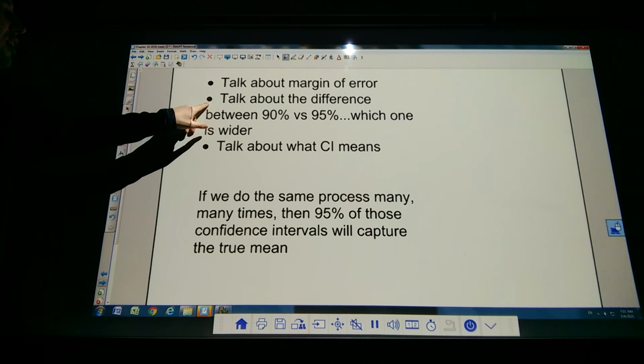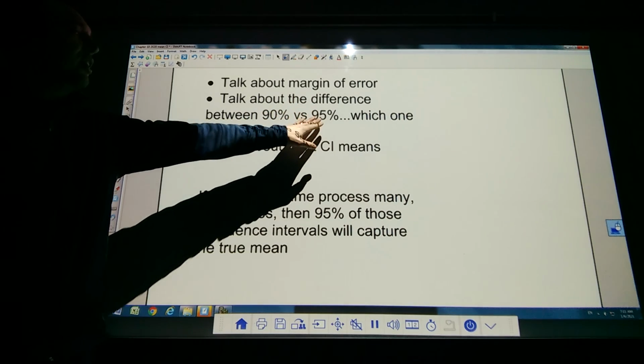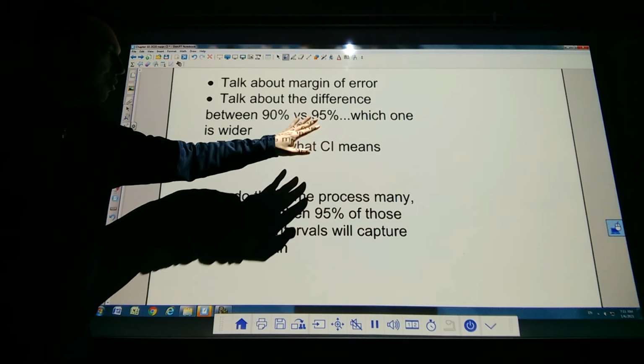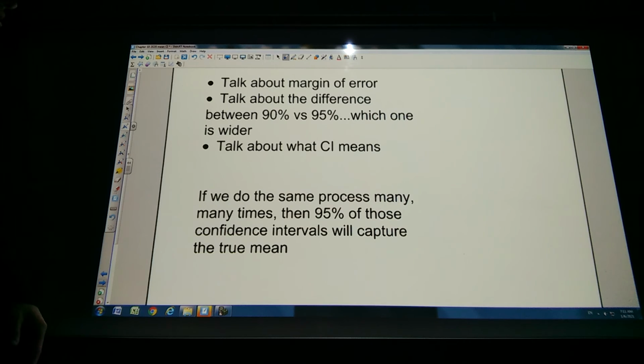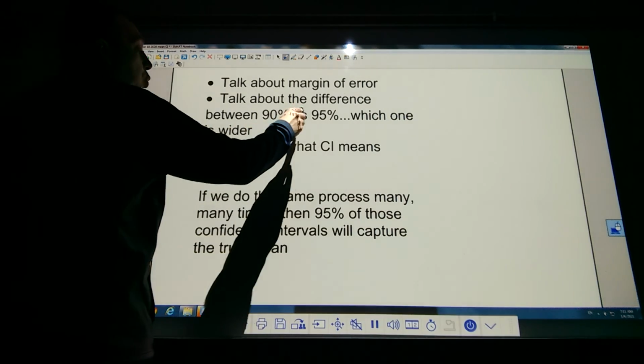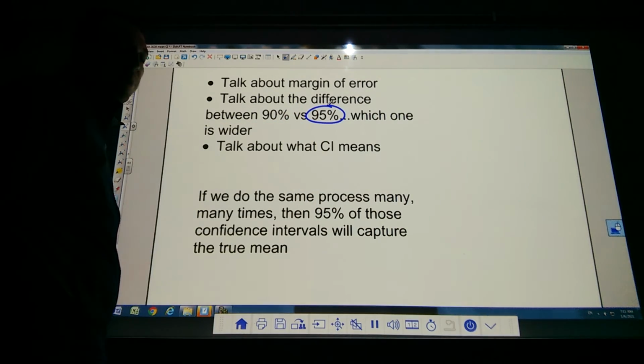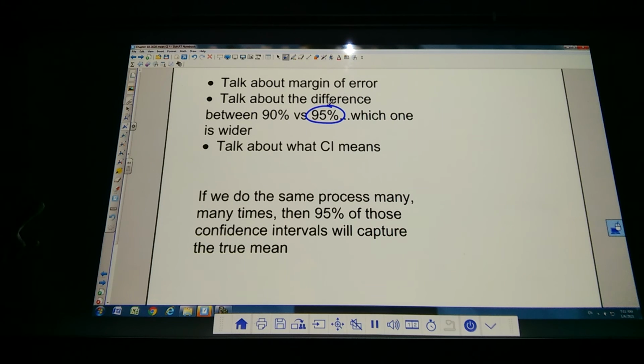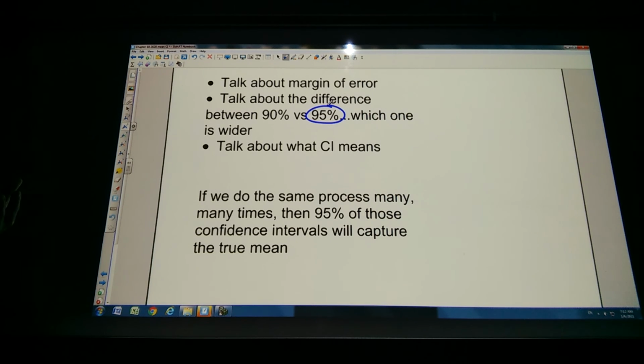What's the difference if I choose a 90% rather than a 95%? I will tell you, and we'll talk more about it, which one is wider? 95%. The bigger the level of confidence, the wider it's going to be. Okay? The bigger the confidence level, the wider it's going to be.